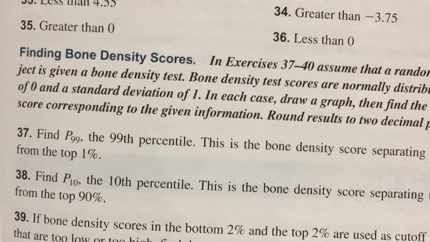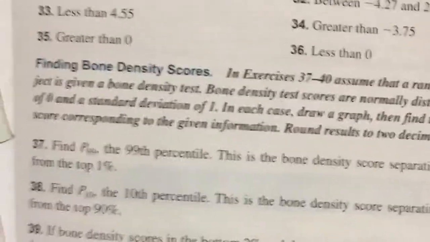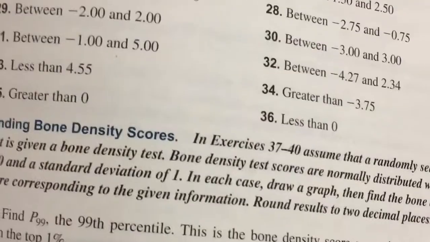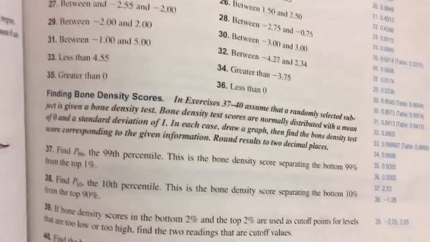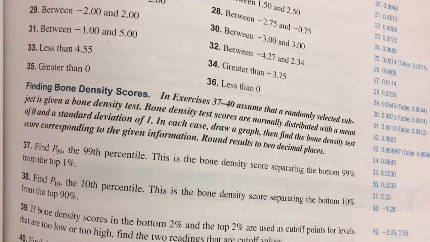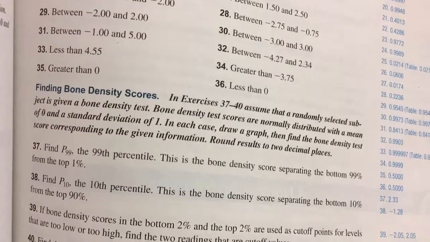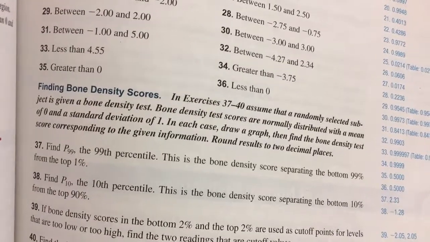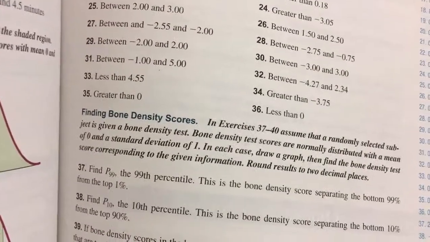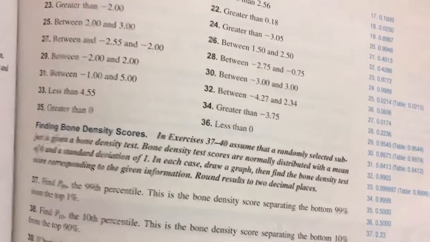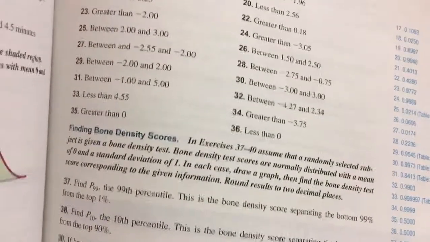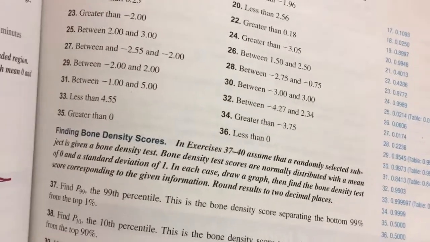All right, so now we're going to do 37 and 39, and to do that, we're using the bone density scores. So it says finding bone density scores here. In exercises 37 through 40, assume that a randomly selected subject is given a bone density test. So we're selecting one person. Bone density test scores are normally distributed with a mean of 0 and a standard deviation of 1. In each case, draw a graph and then find the bone density test score corresponding to the given information. Round results to 2 decimal places.